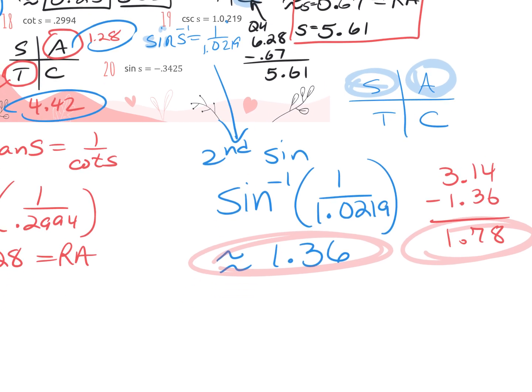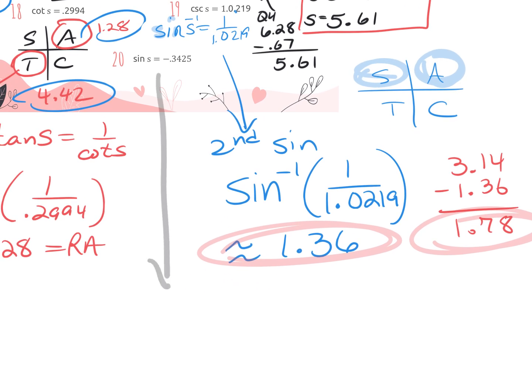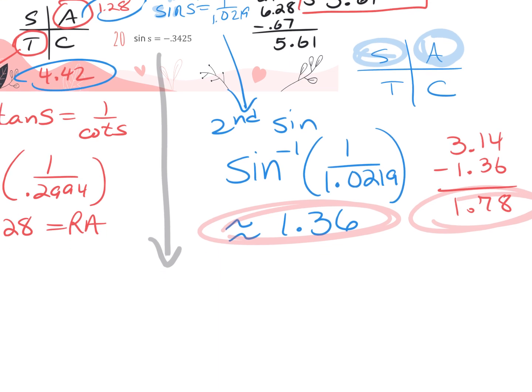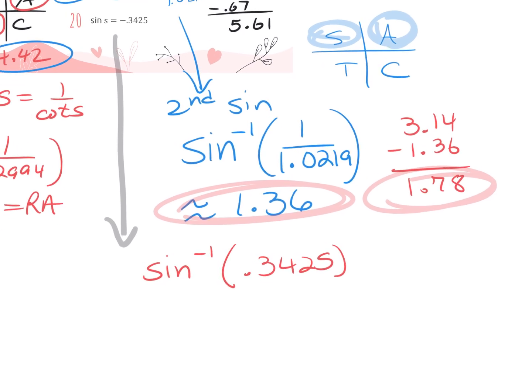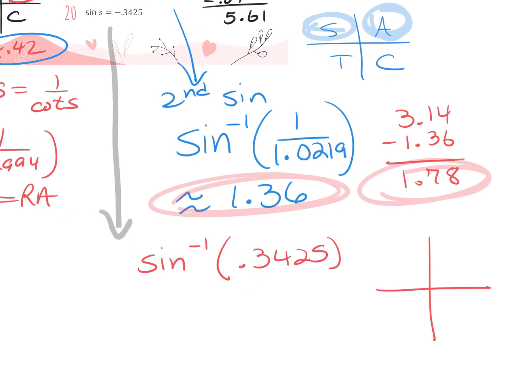Now for number 20, I know I wrote all over the place, but this one's no reciprocal here. It's just plain old sine, but it's negative. We need to enter it in our calculator as positive. So I'm going to be hitting the shift key, so sine inverse, and then I'm going to put in positive 0.3425, because if I put it in as negative, I will not get my quadrant 1 reference angle. Once I do this, I get 0.35. This is my quadrant 1 reference angle.